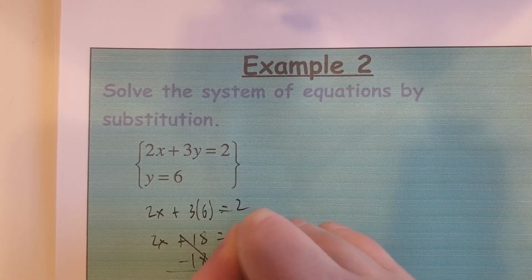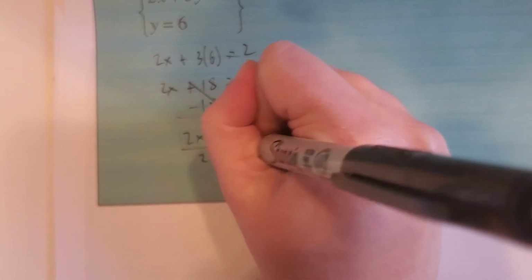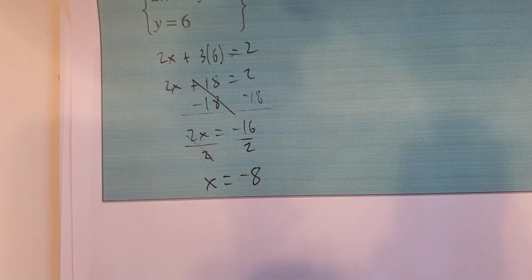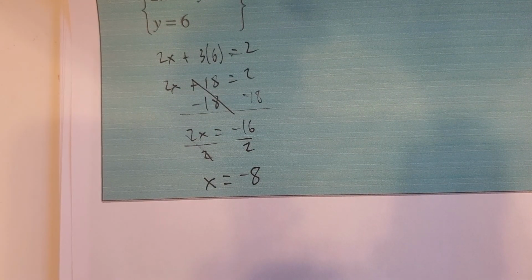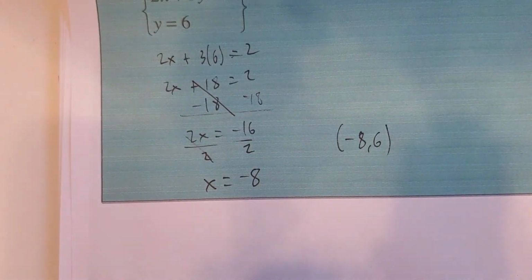So this is negative 16. Oh, you guys can't see that. Hold on. Here we go. And then x is negative 8. So again, we have our x value, we had our y value given to us, so we can just finish up the problem by writing it as an ordered pair.